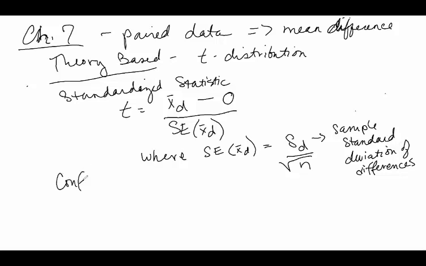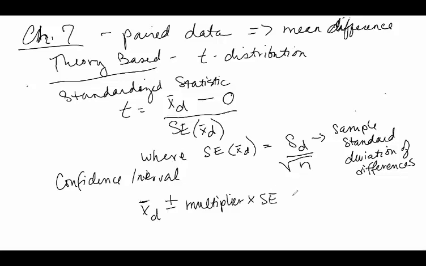To find our confidence interval, we're looking at the mean of the differences plus or minus the multiplier times the standard error of the differences.